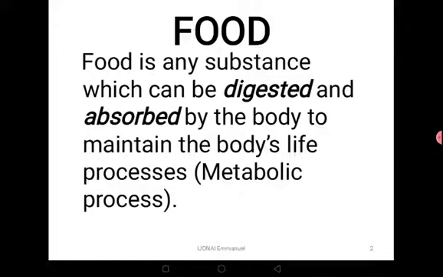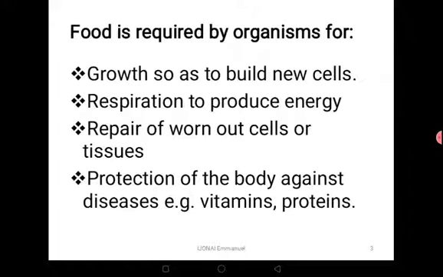So, can we all define food now? Food is any substance which can be digested and absorbed by the body to maintain the body's life processes. So, if you are going to take break today, or lunch, or supper, you know that what you are taking is very vital for the processes that take place in our bodies.